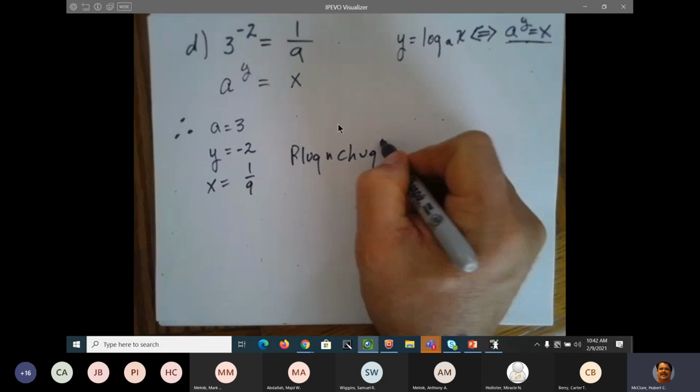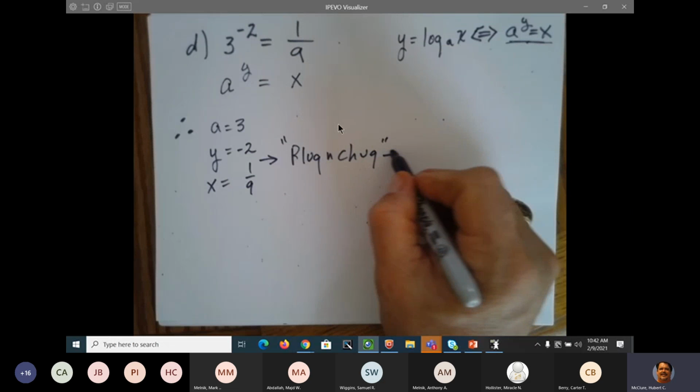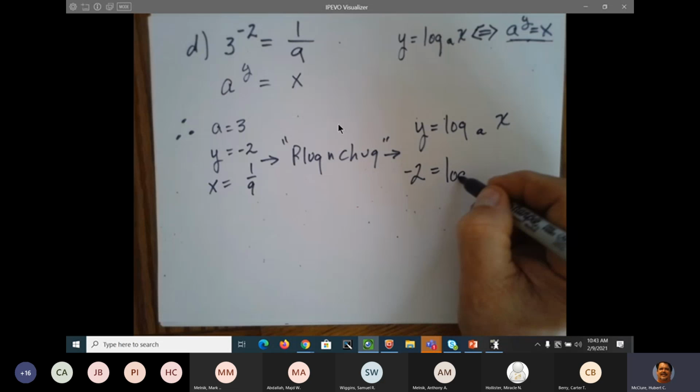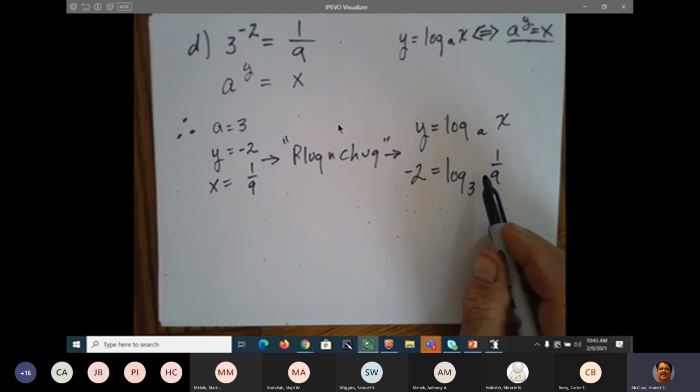Plug and chug. Well, we've got a to the y is equal to x, so that means we're going to rewrite it as y is equal to log base a of x. What is y? -2, Hubert. What is a? And x is 1/9.